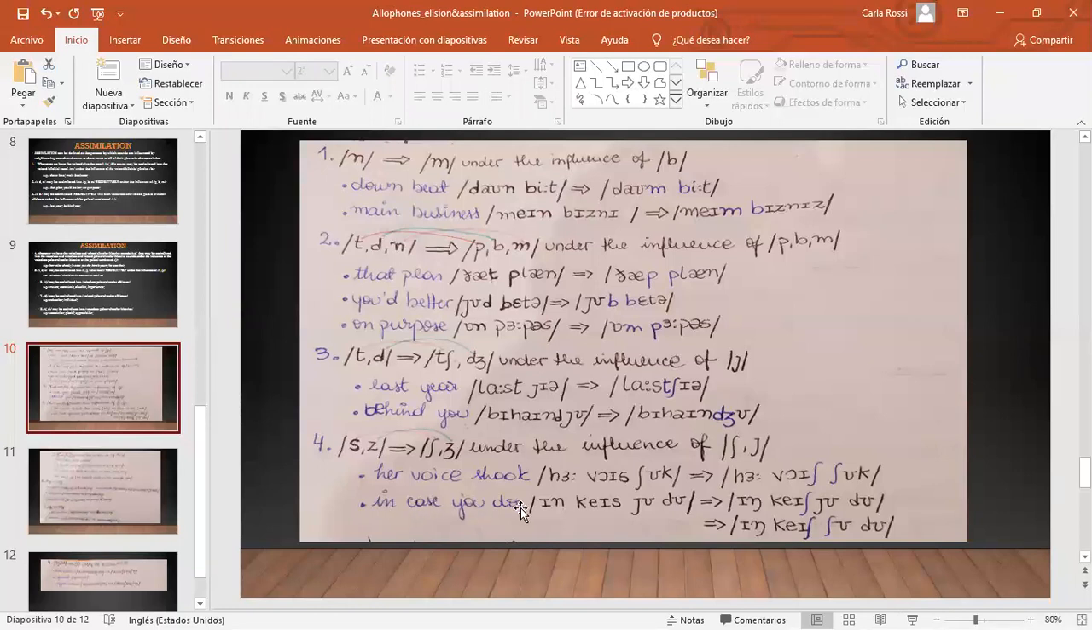In case you do. In case you do. Here you have two ways of assimilating the same set of words. In case you do. What do you think about these two sounds? Which is the one that sounds louder or clearer than the other? The second. What happens to the first?